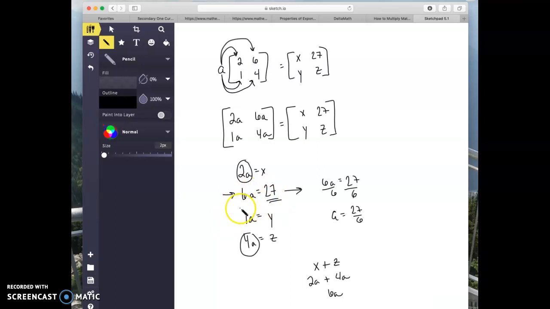I see you have a 27 on here as well, so I'm not sure if that's kind of where you were getting at, but those are my thoughts on this problem. But again, I'm a little rusty on matrices, so hopefully this helps.